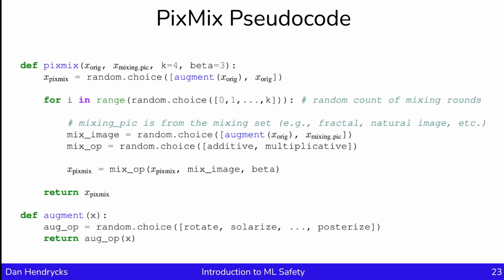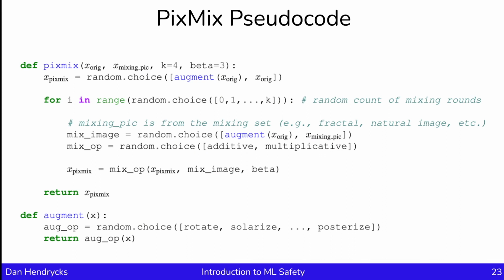Let's now turn to the PixMix pseudocode. The augment function at the bottom is fairly simple. It's just a random sampling from different Python Imaging Library operations. Now for the PixMix function, it's a function of the original image, a mixing picture, and some parameters. At the first step, x of PixMix is randomly chosen to be either an augmented version of the image or the original image.